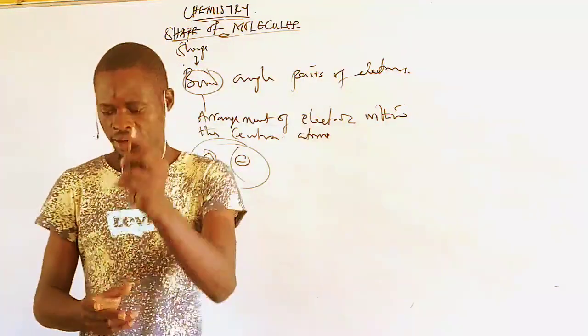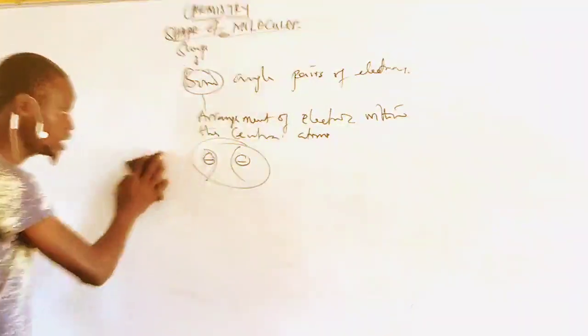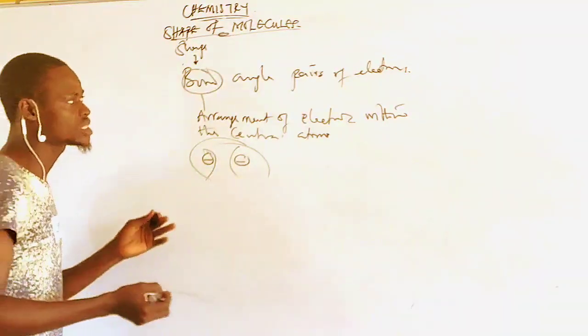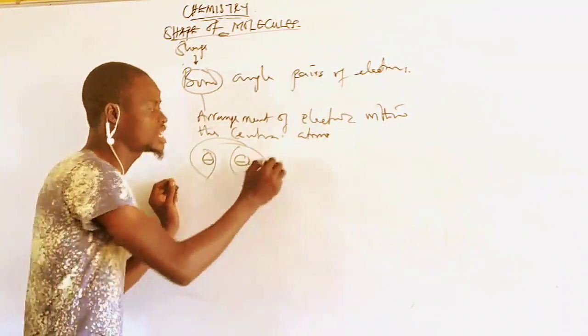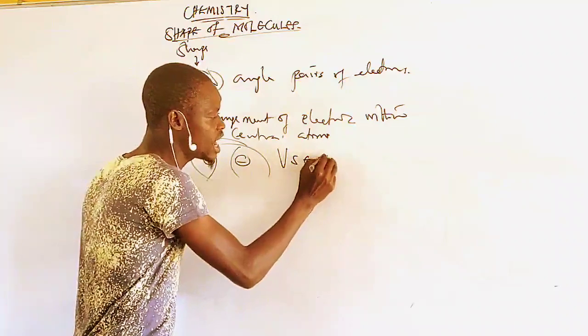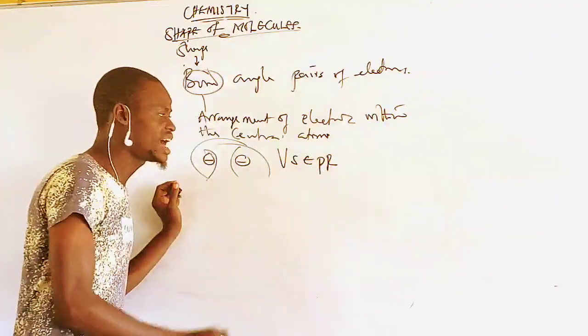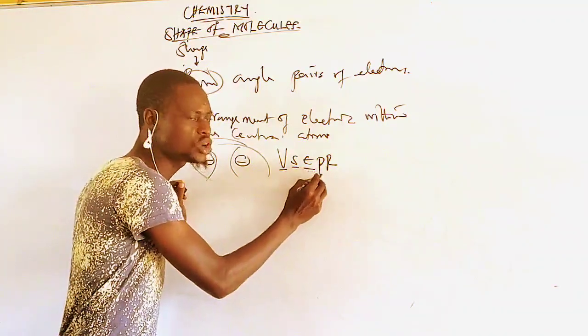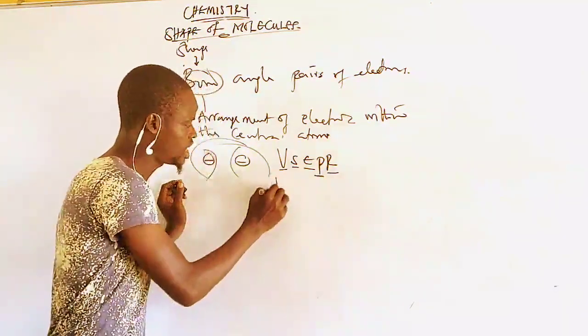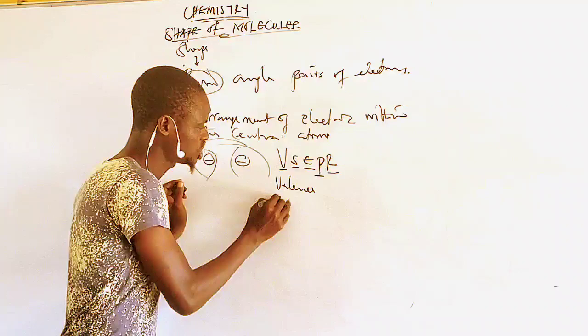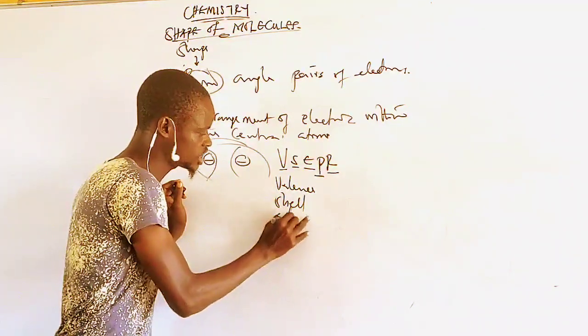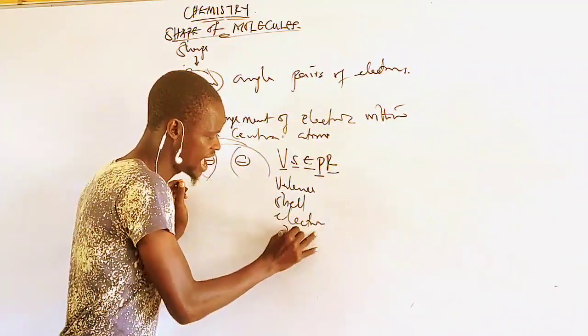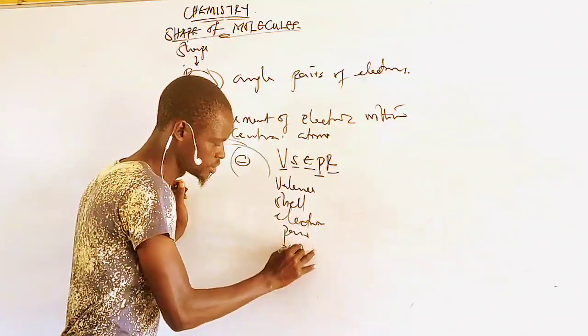Now let's take a look at the theory. The principle that explains this is known as what? The VSEPR theory, which stands for the valence shell electron pair repulsion theory.